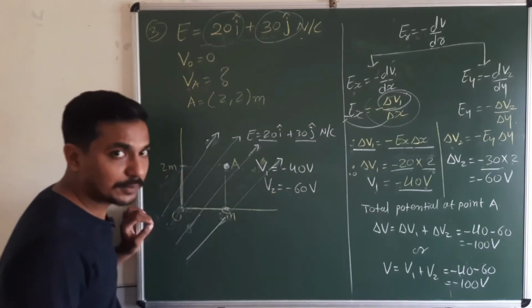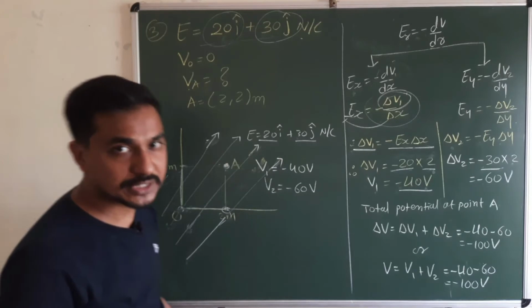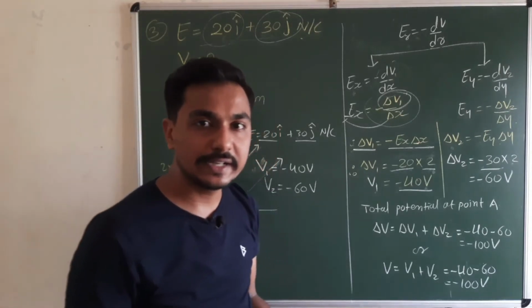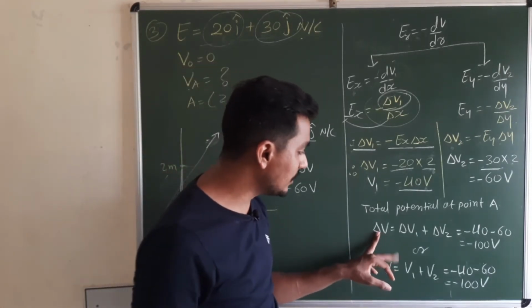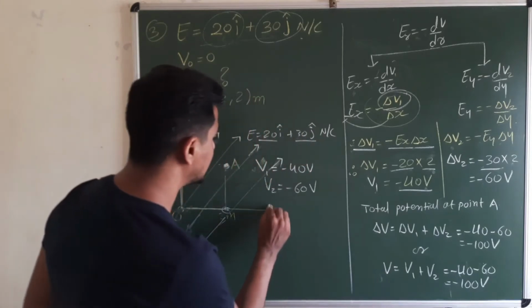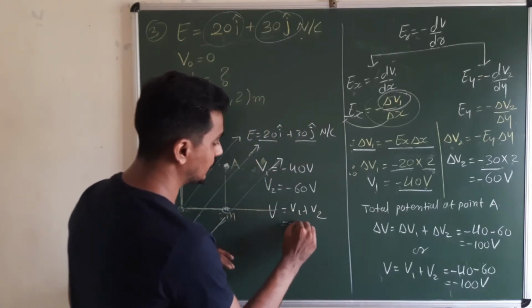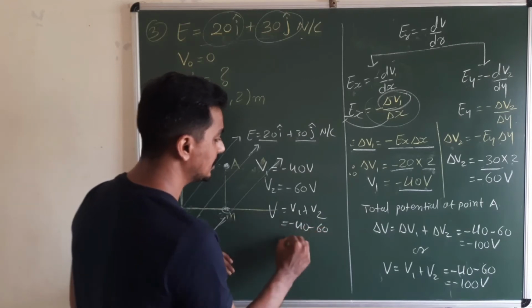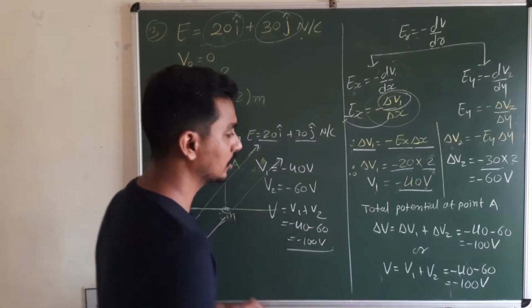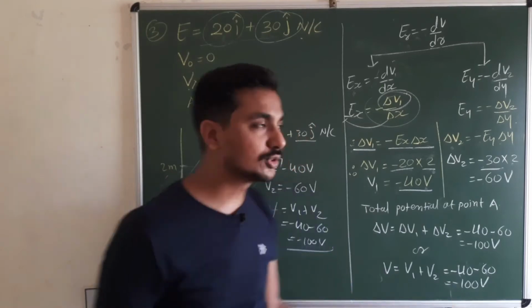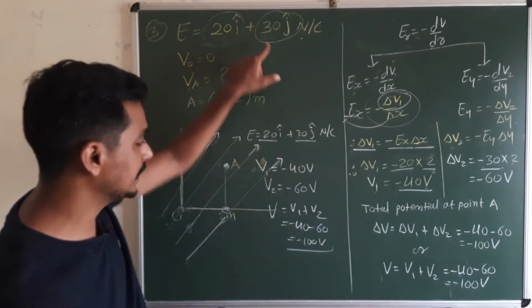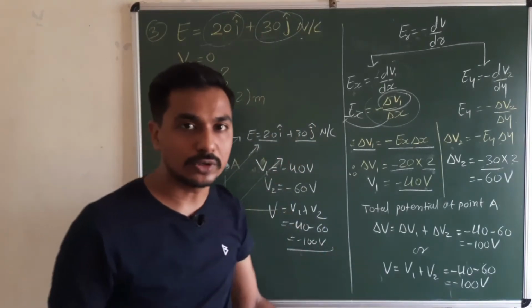Now what is the net potential at this point? We know that potential is a scalar quantity, so we will add it directly. So V is equal to V1 plus V2, which is minus 40 minus 60, so minus 100 volt. That is, the potential due to this electric field is minus 100 volt.